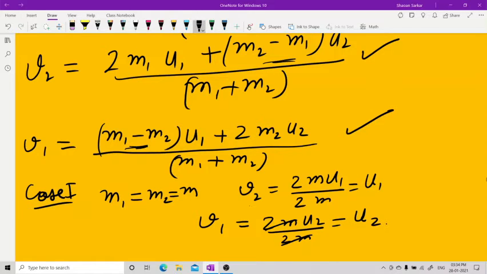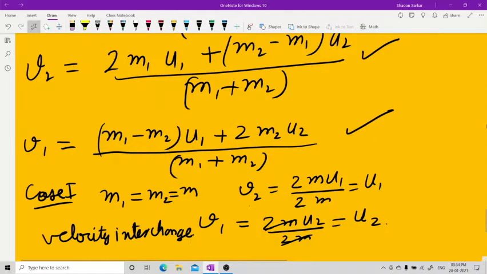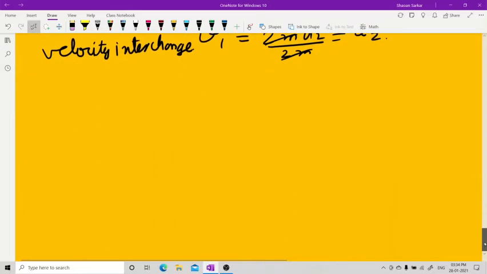The first ball, the velocities will interchange. Here the velocities are interchanging. This is happening in this case. In the second case, let us rub these lines. Just a minute. In the second case, case number 2, we will be doing this.